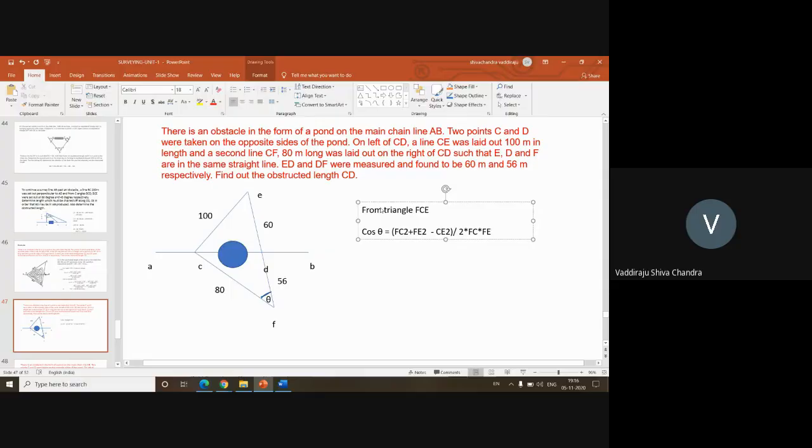Cosine rule is equal to the square of two adjacent sides minus the square of the opposite side, divided by 2 times the multiplication of adjacent sides. So if I'm taking this triangle FCE, if this is cos theta, the adjacent sides give FC square plus FE square minus CE square, the opposite side, divided by 2 times FC multiplied by FE. Okay, so this is the equation. This 2 here is nothing but square.